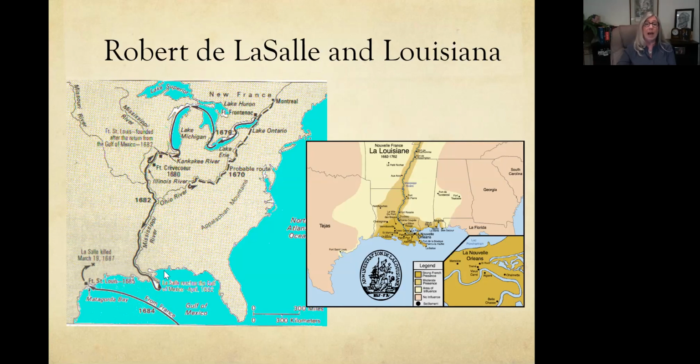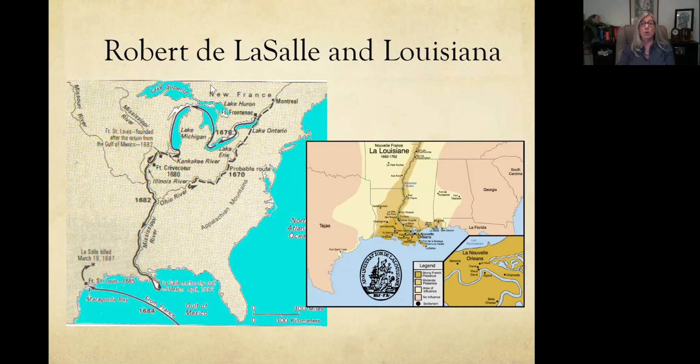So Robert de La Salle continues through the same route, paddles through the Great Lakes, gets into the Mississippi River, keeps going due south, and what do you know? He does indeed land here in the Gulf of Mexico, and he claims all of this land for the French king, who was Louis XIV. And so Louisiana is named in honor of King Louis XIV, and all of this is claimed.